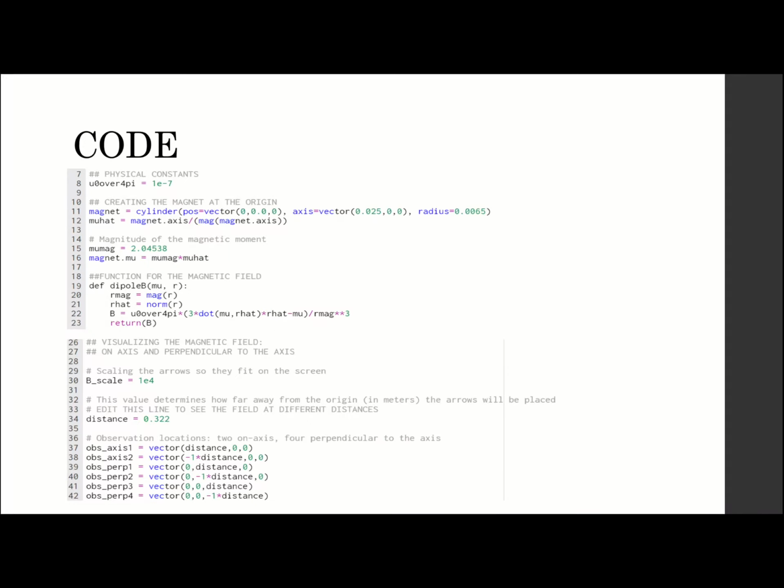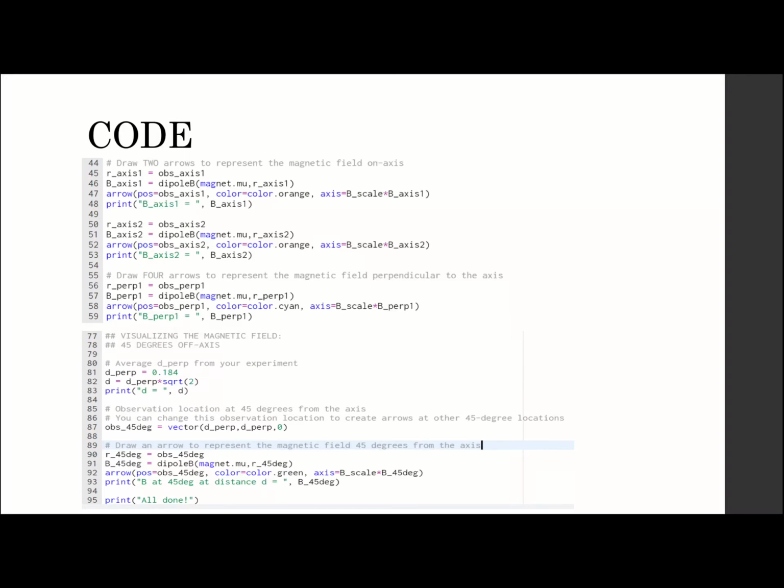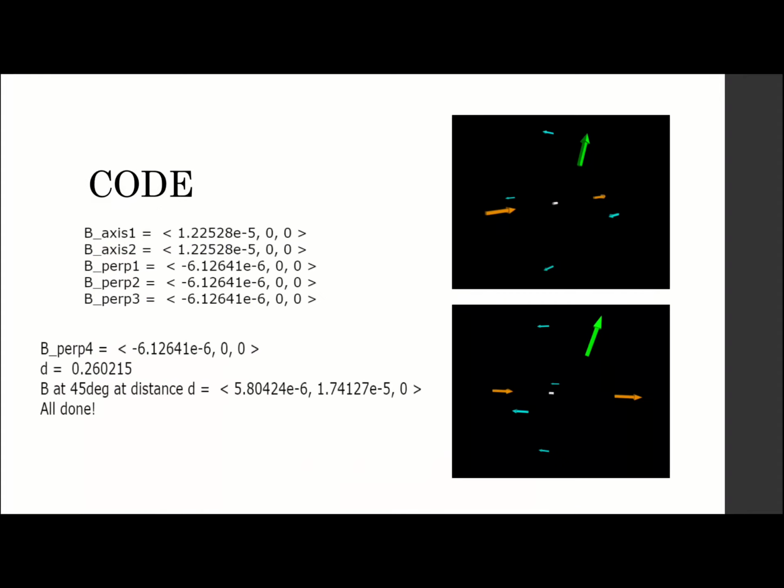In the coding part, I used the function given in the lab instruction to calculate the magnetic field at different observation locations. As shown in the graph, I created 2 arrows that are on axis and 4 arrows that are perpendicular to the axis. I also plugged in the distance that I measured before to calculate the magnetic field at 40 degrees from the axis.